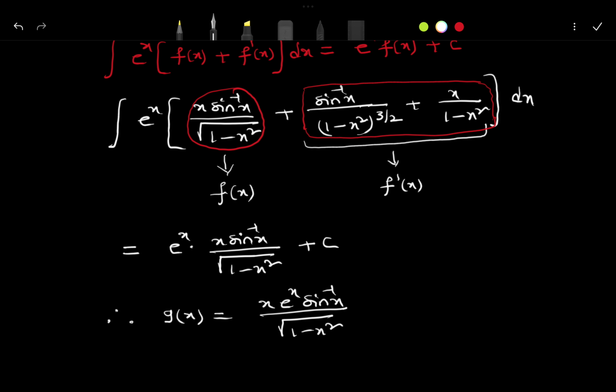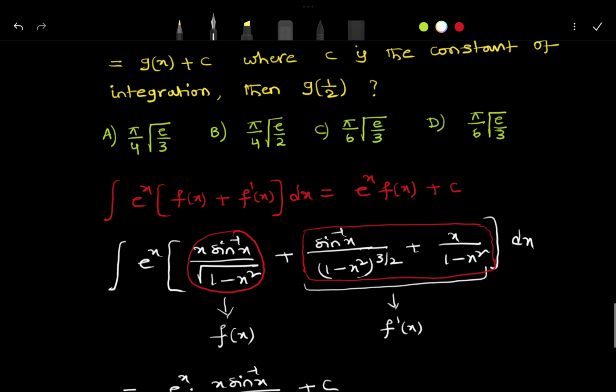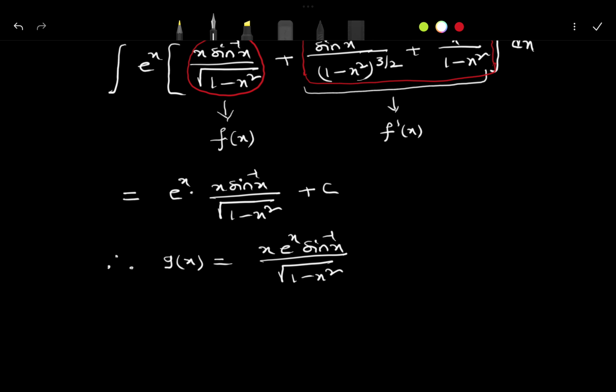Now what is the required value? You should find out g of 1 by 2, so put x equal to 1 by 2. Now g of 1 by 2 is equal to 1 by 2 into e to the power of 1 by 2, that is root e, into sine inverse 1 by 2. Sine inverse 1 by 2 is 30 degrees, that is pi by 6, whole divided by root of 1 minus 1 by 4.